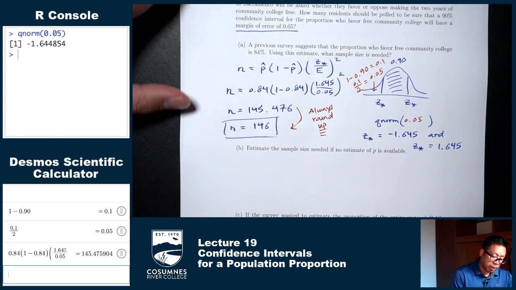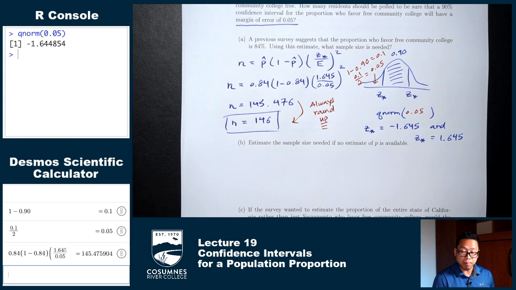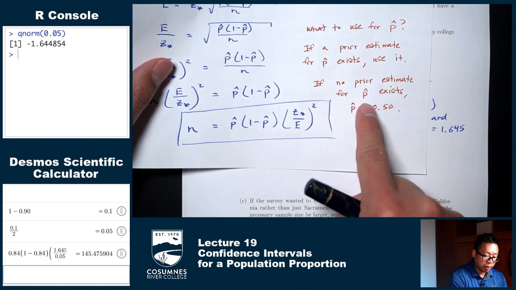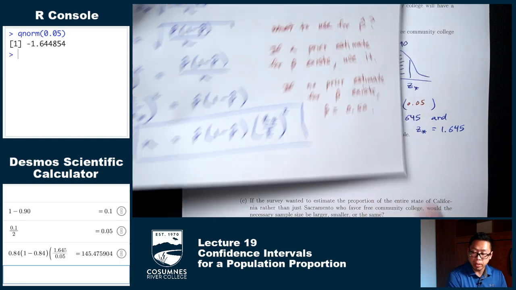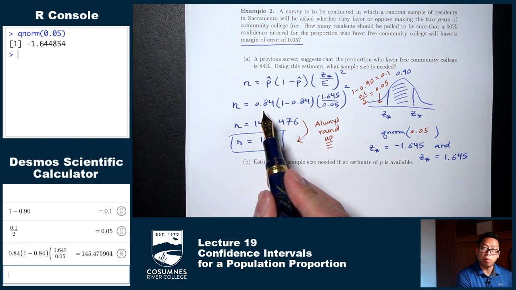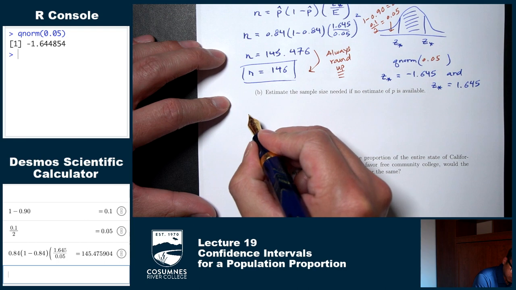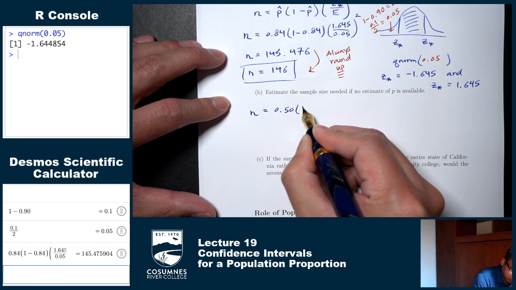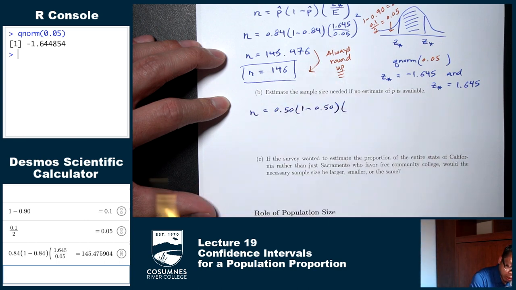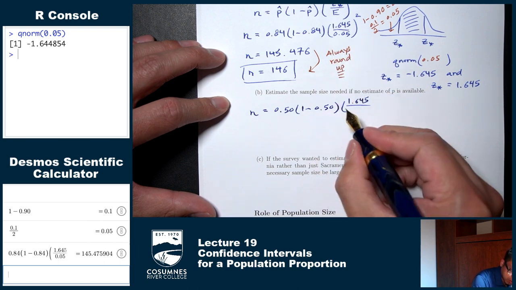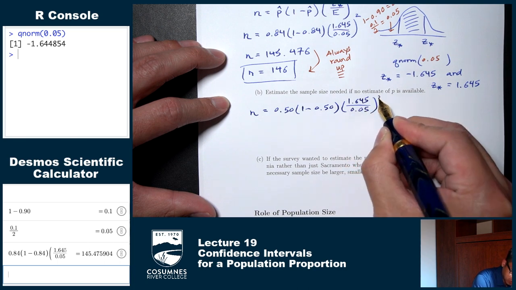Part B, estimate the sample size needed if no estimate of p is available. Okay, so same situation. This time, we don't have an estimate for the proportion. If no prior estimate for p hat exists, use a p hat of 0.50. So same setup, the only thing that's different is instead of 0.84 for the p hat, we're going to be using 0.50 for the p hat. So everything else is going to be the same. So instead of 0.84, we're going to do 0.50, 1 minus 0.50. The z star is going to stay the same, so 1.645, over the margin of error, it's the same, 0.05. And don't forget to square.